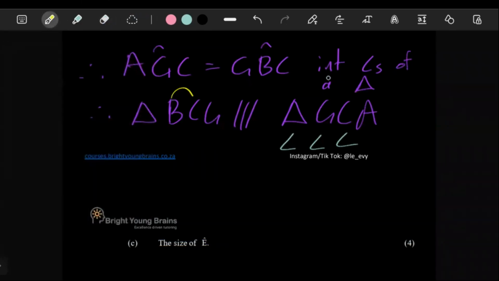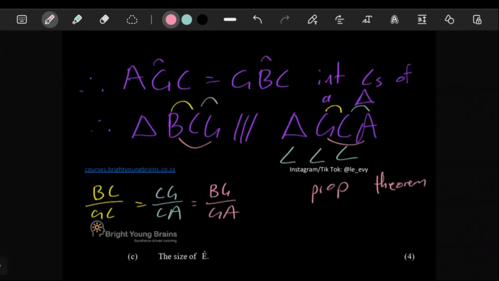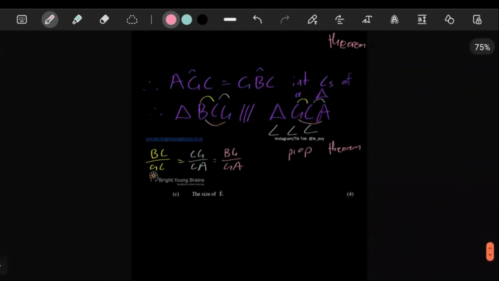So you have to say BC over GC is equal to CG over CA, which is also equal to BG over GA. There we go. The reason here, you're just going to say proportionality theorem. Can't believe I ran out of space. I'm writing way too big.